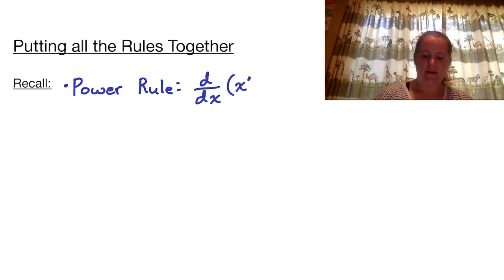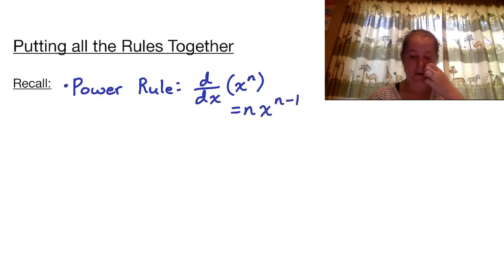Welcome to putting all of the rules together. So we have seen a variety of differentiation rules. Going through them, we have our power rule, which says that if we take the derivative of x to the n, we get n times x to the n minus 1, again for n an integer.